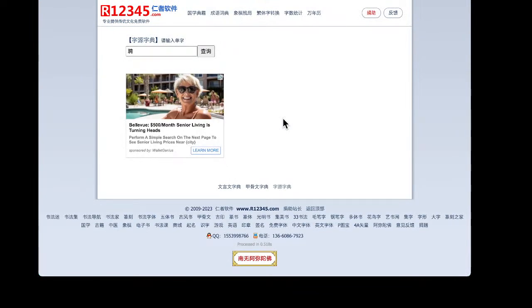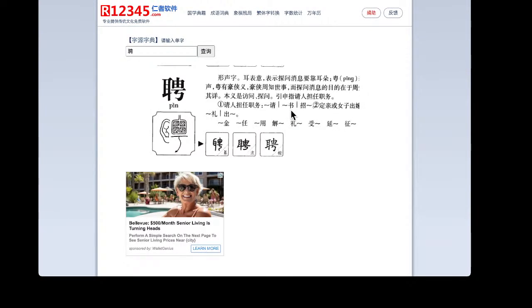Let's take a look at this character. Now it has the ear radical, which means that you have to figure out what's going on. You have to listen to what people said, right? So that's why you have to use the ear. So that's why there's an ear radical right there.